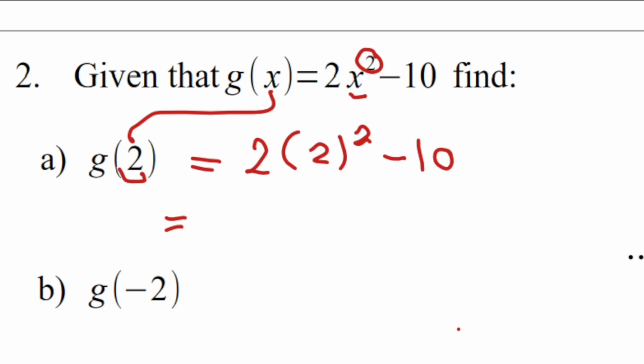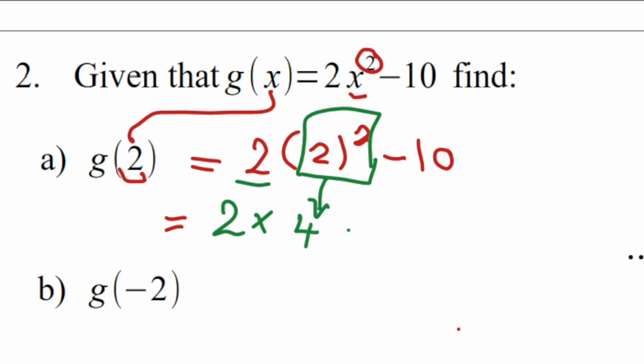And that equals, order of operation. This comes first. What's 2 squared? It's 4. So write this 2, and then times 4 minus 10. 2 times 4 is 8. 8 minus 10 is negative 2.